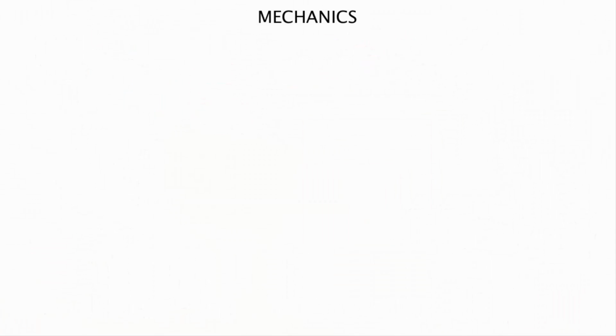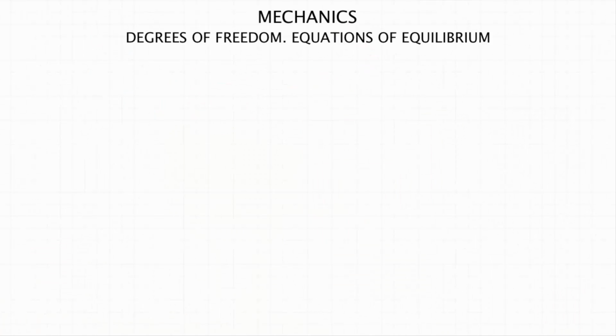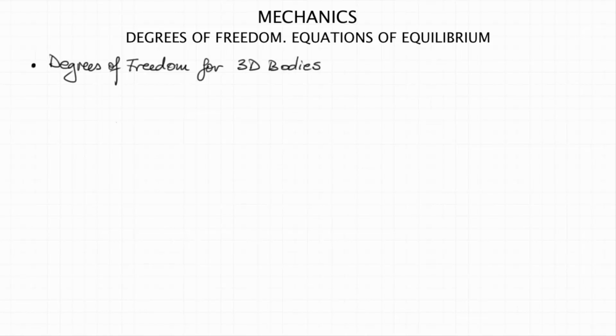Hello again, and now that we know how to deal with support conditions for bodies in 3 dimensions, we need to determine what types of equations of equilibrium we need to write. And firstly, we're going to talk about the degrees of freedom of bodies in 3 dimensions. So let's examine a general body in the orthogonal space x, y, and z, and see how this body can move in general if it's free to move.